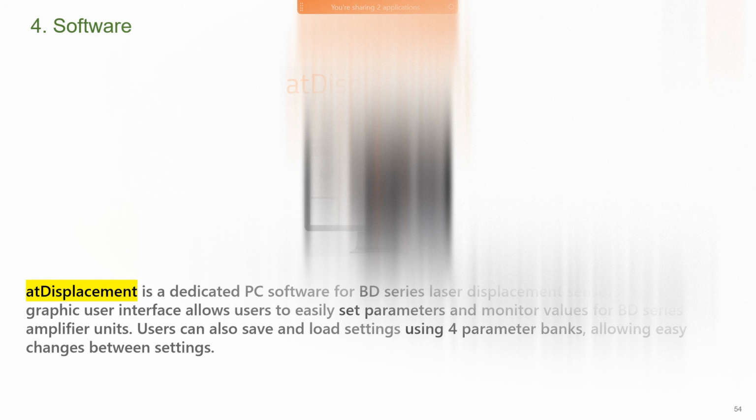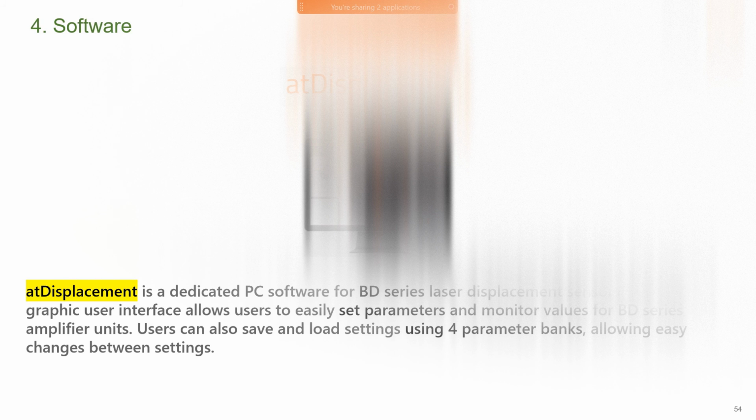Okay, we go to the software. Chapter number 4 is the software. Normally you use the ADD displacement software. ADD displacement is a dedicated software for the BD series laser displacement sensor. The intuitive graphic user interface allows users to easily set parameters and monitor values for the BD series amplifier unit. Users can also save and load settings using parameter 4 bank, allowing easy change between settings.